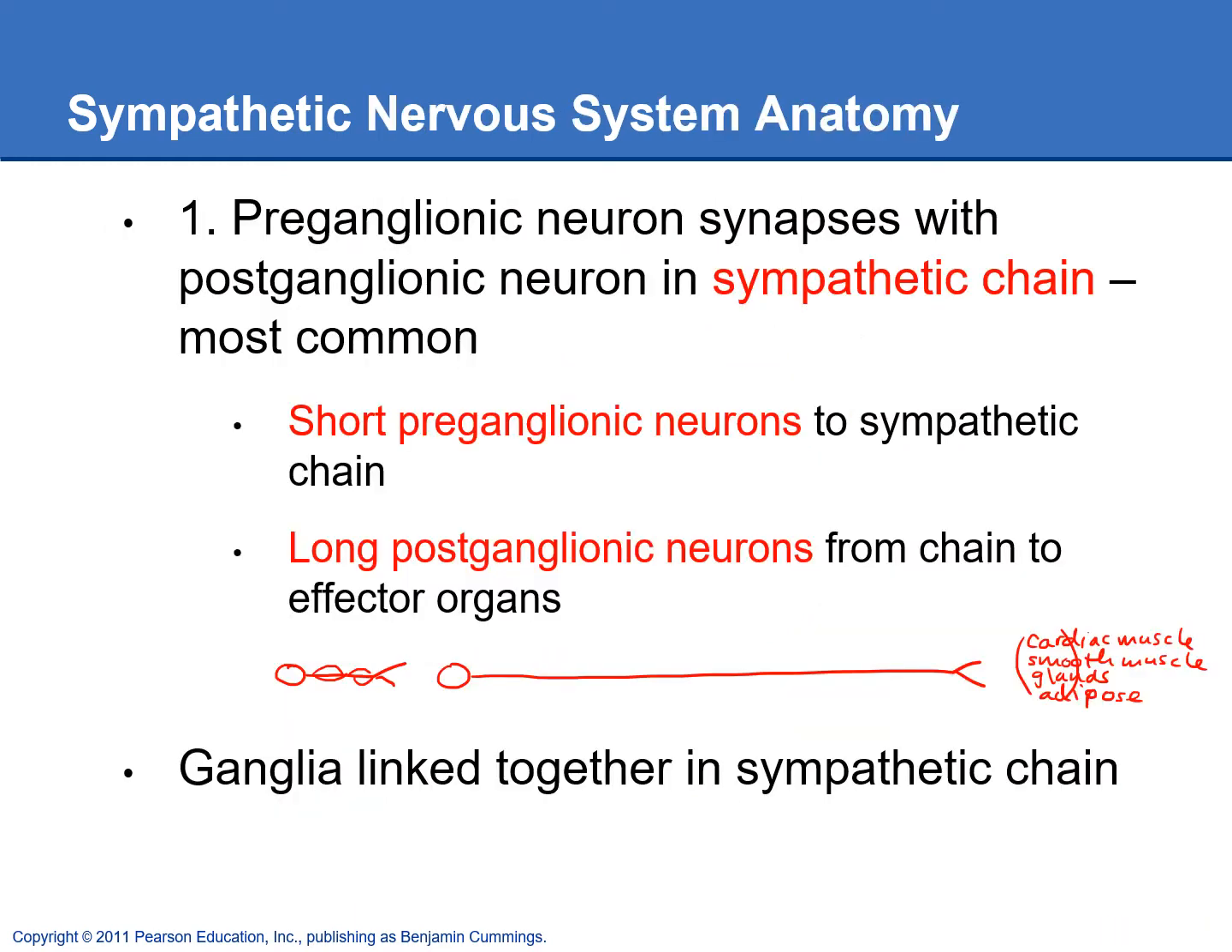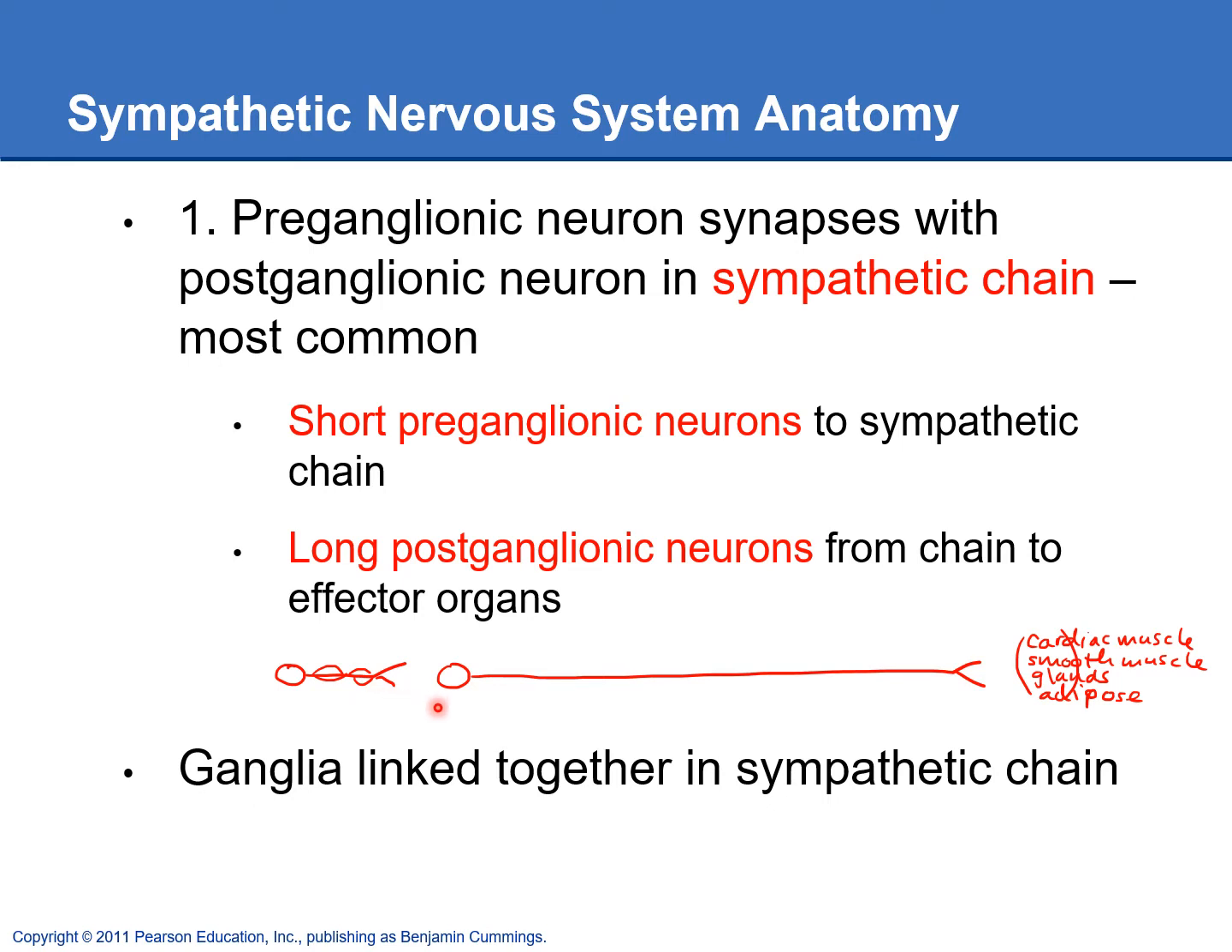All right, so just a little bit closer look at the most common pathway. We've got the preganglionic neuron is going to be synapsing in the sympathetic chain, which is right next to the spinal cord. So the preganglionic neuron is going to be short. And so I've drawn a picture of this short preganglionic neuron, and it's myelinated. That's my myelin sheath there.